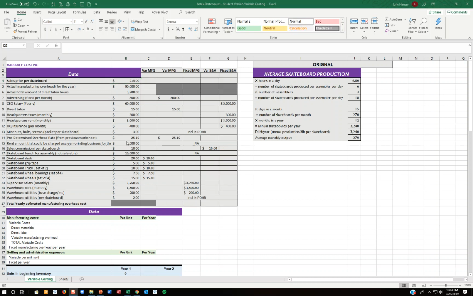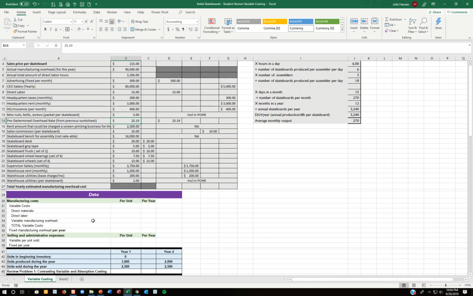The only thing I wanted to point out is that in the previous exercise, we had already determined what the predetermined overhead rate was, and that is the rate that we're going to use. So we'll be ignoring the miscellaneous screws as well as some of the other manufacturing overhead, but it is calculated and included in this 2519 right here. So what we're going to do for this one is simply copy down the information that's above.